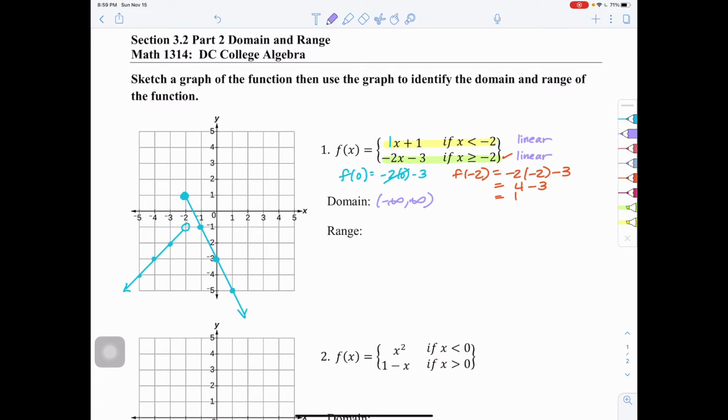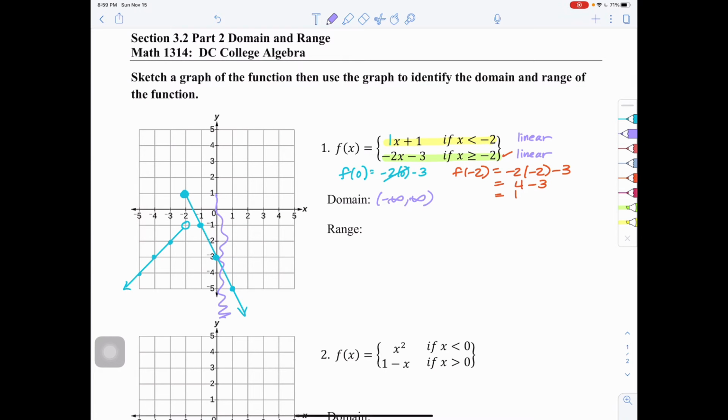Now let's take a look at the range. We need all the y values until we get to y equal to 1. And we do want to include it, but we don't want anything higher than that. So we're going to start from -infinity and go all the way to 1 and include 1.